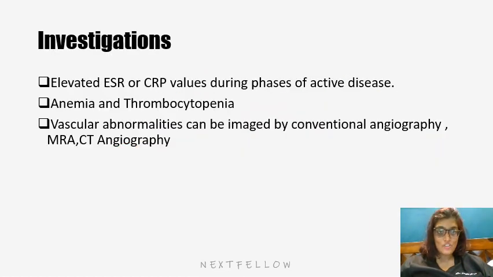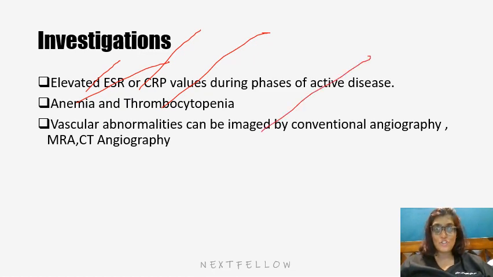The investigations we do in case of Takayasu arteritis: the inflammatory markers will be elevated, like elevated ESR and C-reactive protein. Anemia and thrombocytopenia will be present. Vascular abnormalities can be imaged by conventional angiography, MR angiography, or CT angiography.